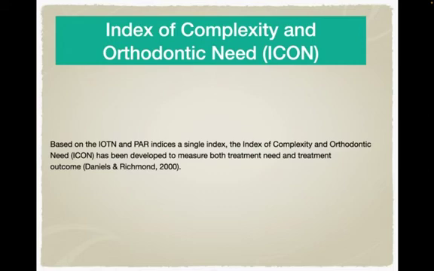Then recently a new index came up trying to mix the BAR and the IOTN. It's called the ICON, basically the Index of Complexity, Outcome and Need. It does 2 things. It gives you information on how difficult it is to treat the patient, and it tells you about the need for orthodontic treatment using the IOTN. So it merges the BAR and the IOTN.